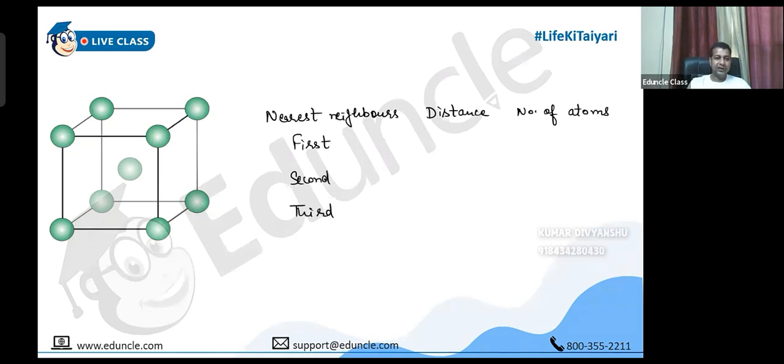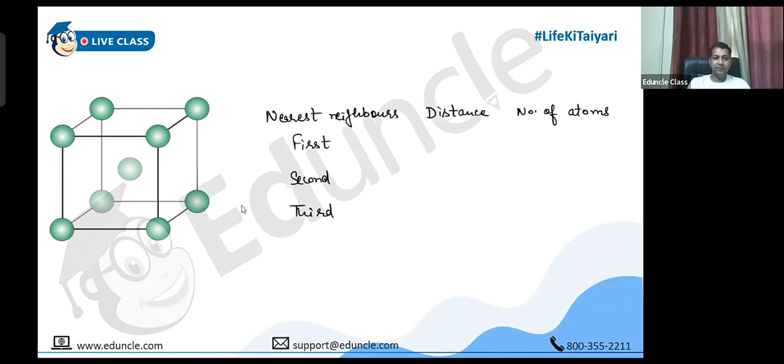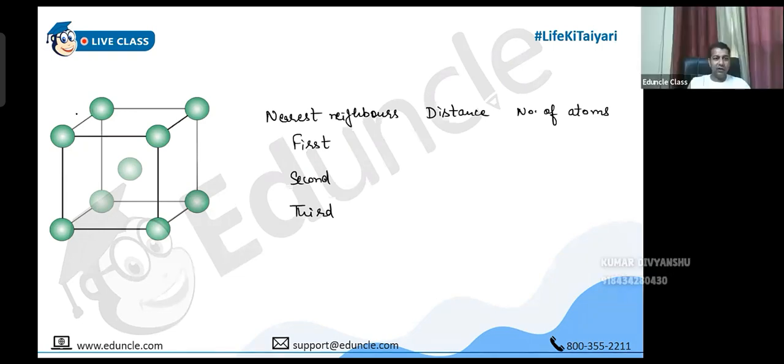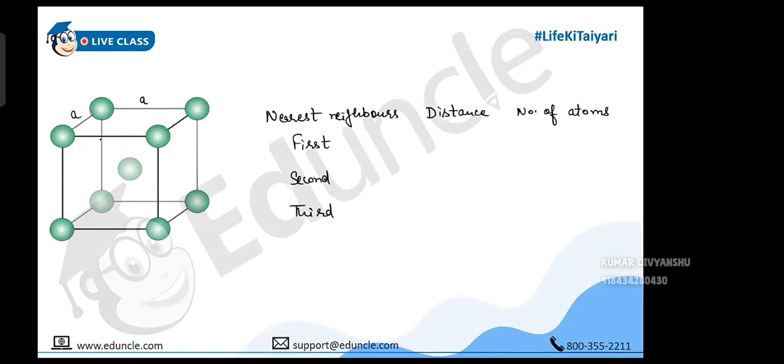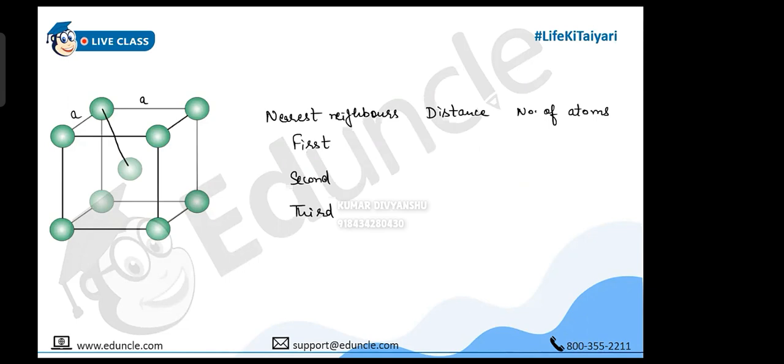So what are the first nearest neighbors and where are they present? Please tell me so that I can mark 1 over there. At a distance of... Where are they present, Durga? Please tell me. At the corner. No, it's not that. What is this distance according to you? Is this more than A or less than A? Sir, root 3 by 2. Yes, this is root 3 by 2 A.